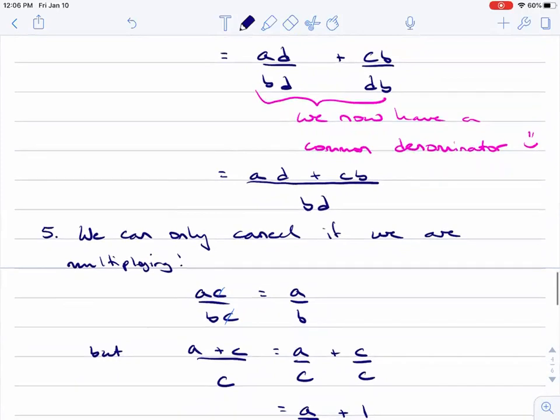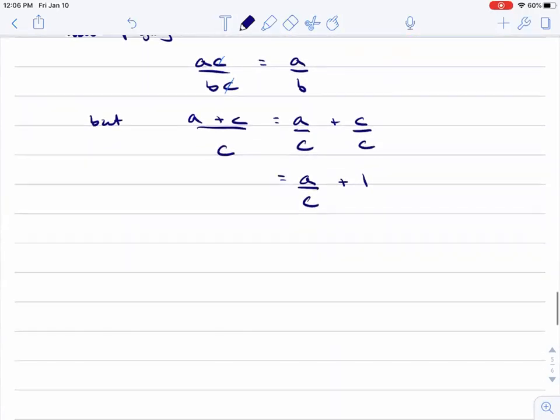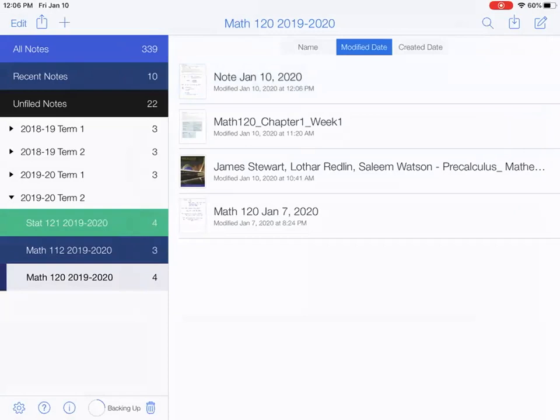Any questions about that? No? Math. It's all math. Math rules.